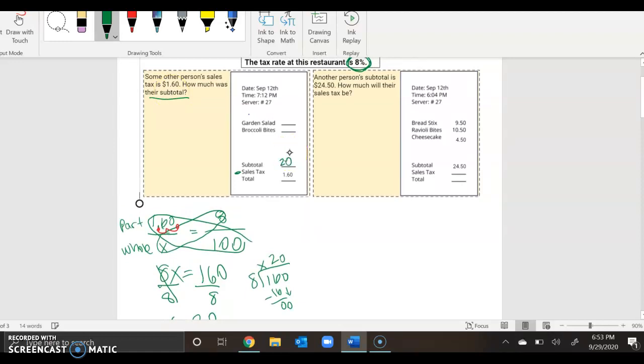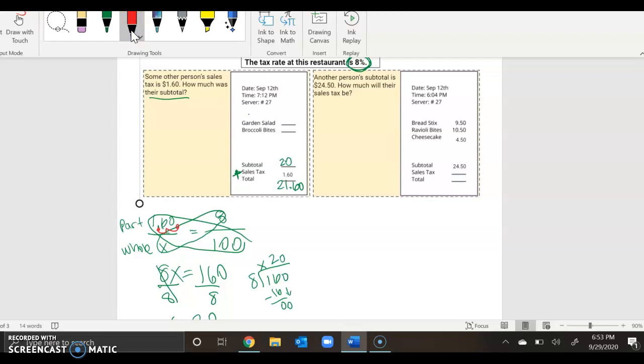So in this case, our subtotal, because that's what we were trying to solve for, is 20. So then if I want my total for everything, my meal plus tax, it's going to be $21.60. Remember, sales tax gets added to our total. Sales tax means add.